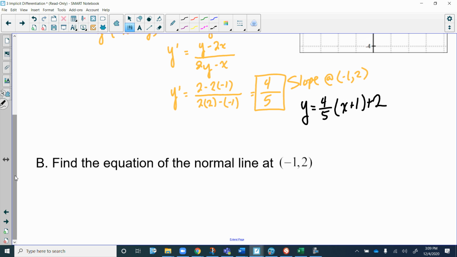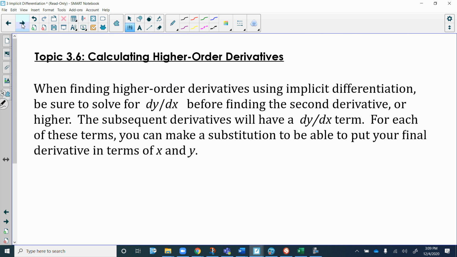The next one says find the equation of the normal line. So remember, normal means the perpendicular line. So opposite reciprocals in this case is going to give me negative 5/4 times x plus 1, plus 2. And if you want to write the perpendicular line on there, go for it. But let's see if we can finish this here. Now the next ones are going to start getting a little more interesting.